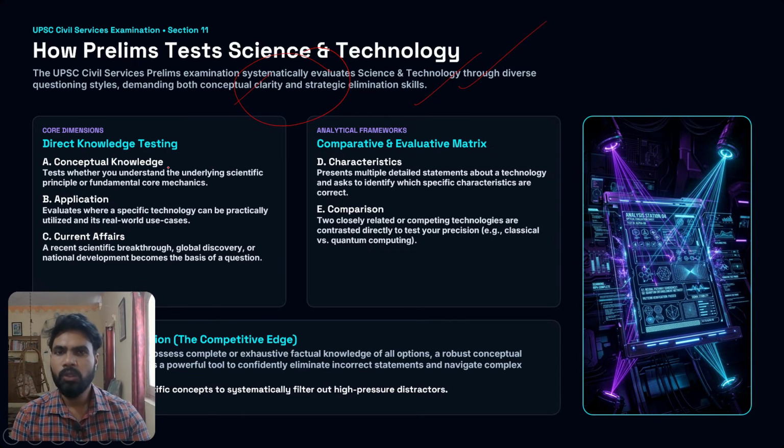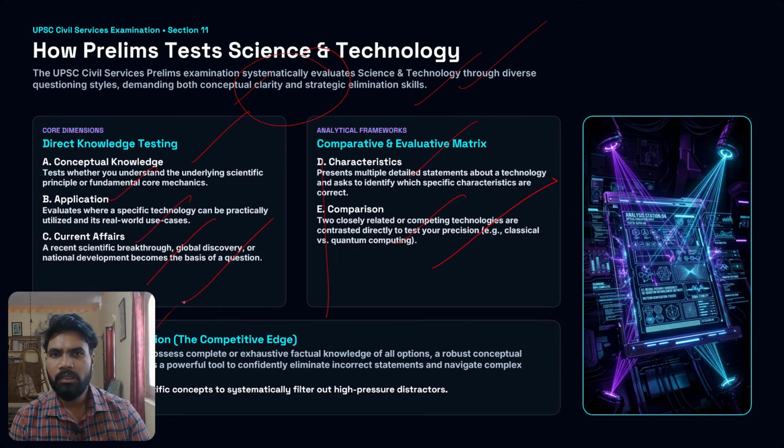So the core dimensions the prelims exam will be testing are things like conceptual knowledge, application of the technology, then current affairs, that is, how much you are keeping track of day-to-day developments with respect to technology. Then it will focus on analytical aspects also, like the characteristics of the technology, comparison with other technology, etc. These are the areas that will be tested in the prelims examination.